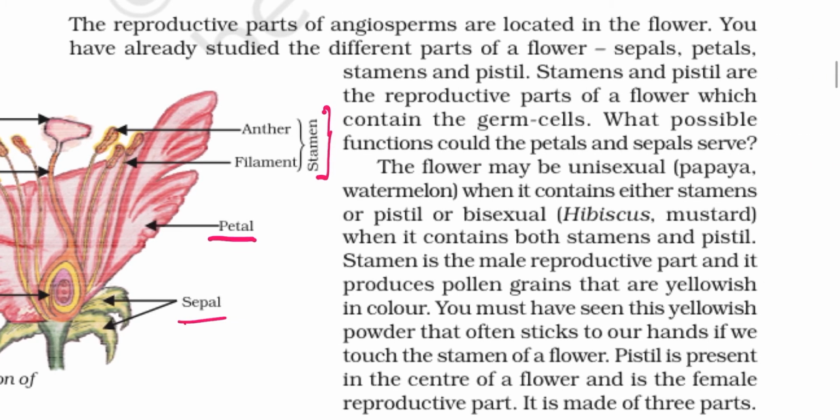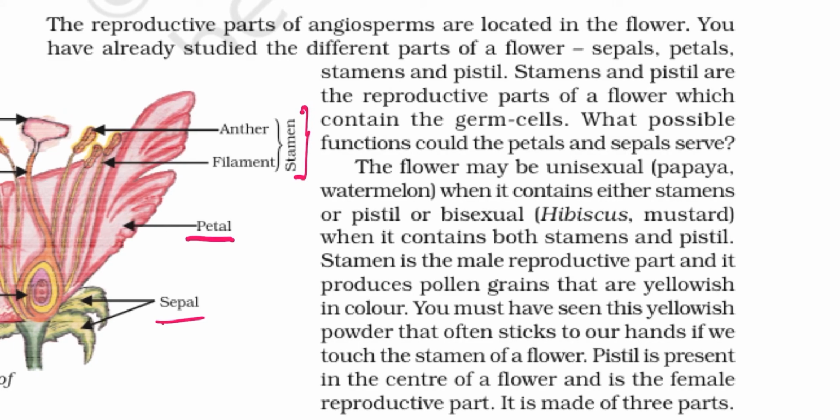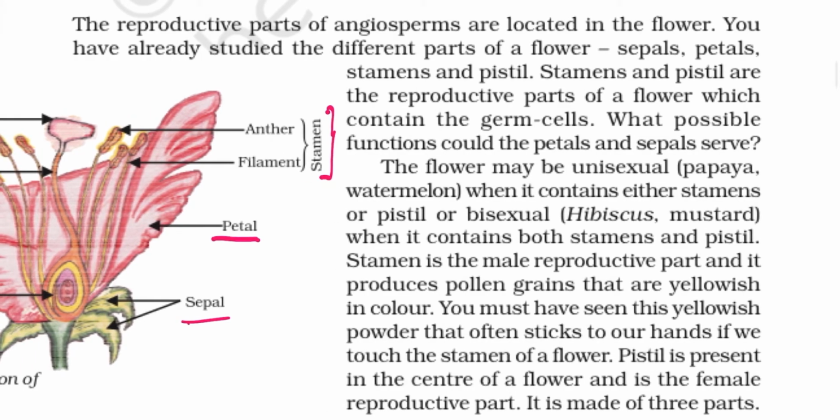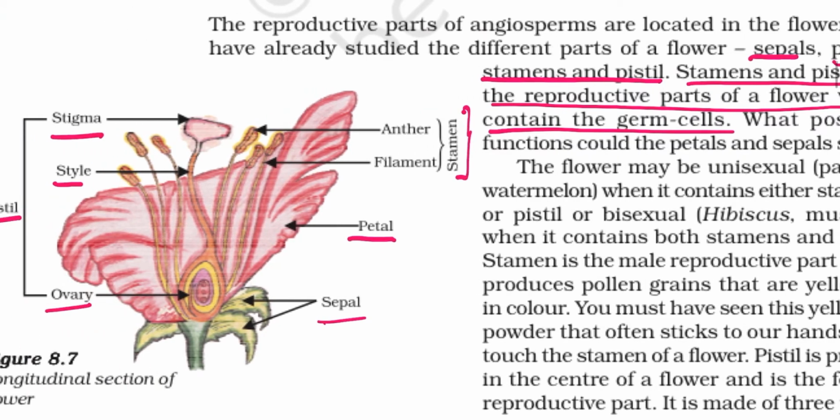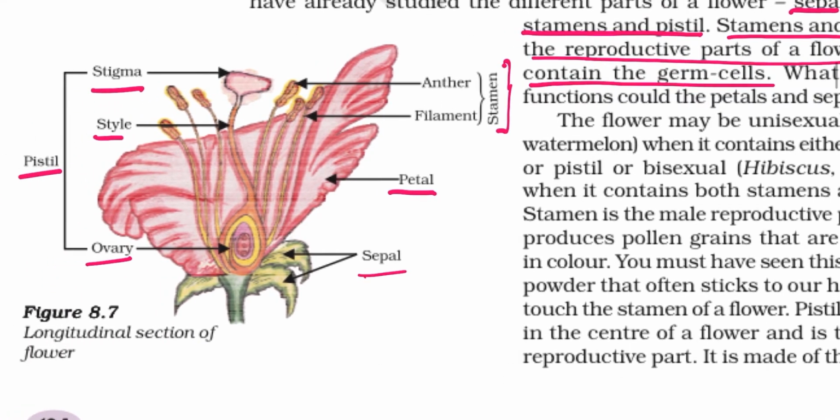The reproductive parts of the angiosperms are located in the flowers. You have already studied the different parts of flowers: sepals, petals, stamen and pistil. Stamen and pistil are the reproductive parts of the flowers which contain the germ cells. What possible functions would a petal and a sepal serve? Now, the parts of the flowers are called whorls, and there are four main whorls of the flower.